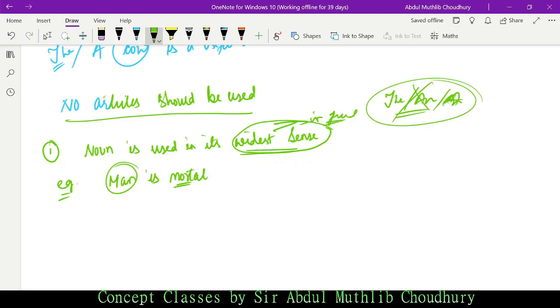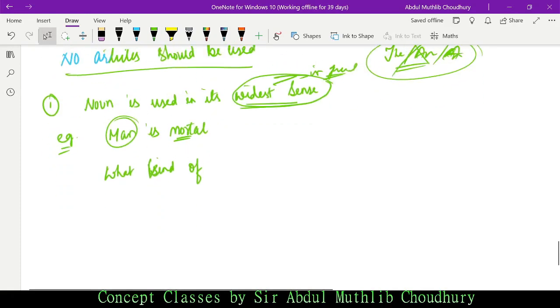Noun is used in its widest sense. Let me give you another example. What kind of flower is it? Okay, this will clear it out. Is there only one flower on this earth? No, okay? So when you ask this question, suppose you are on your evening walk with your friend, and you ask your friend, what kind of flower is it?